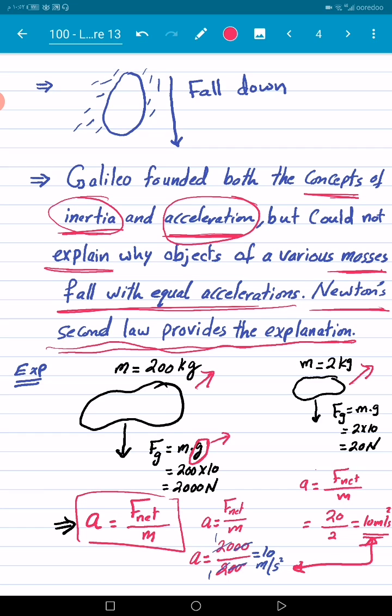So that proves the discovery of Galileo, that any object will fall under the acceleration of gravity.